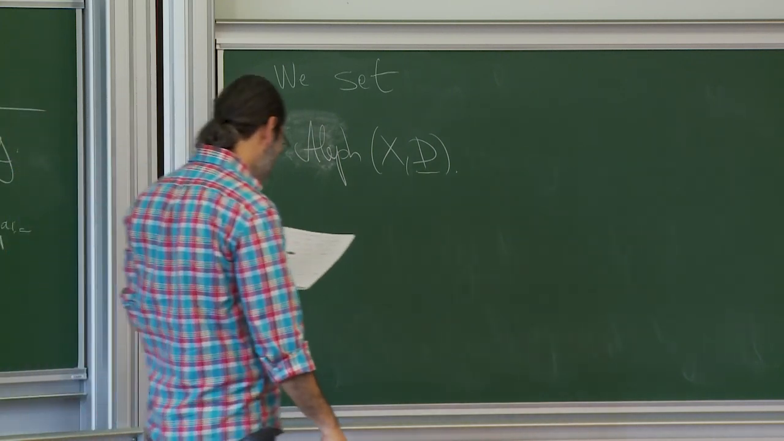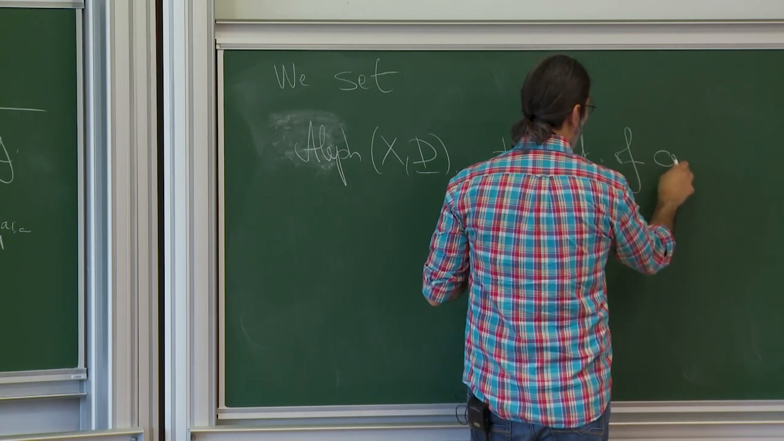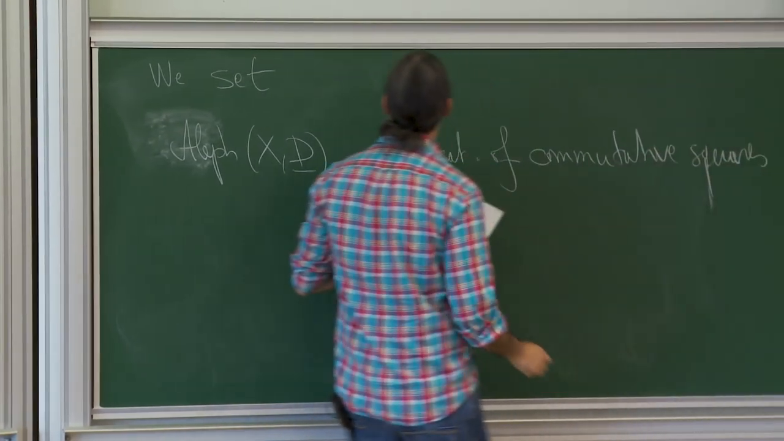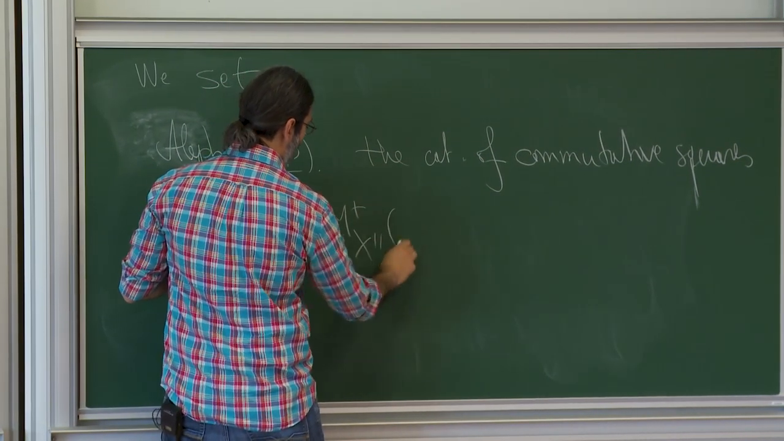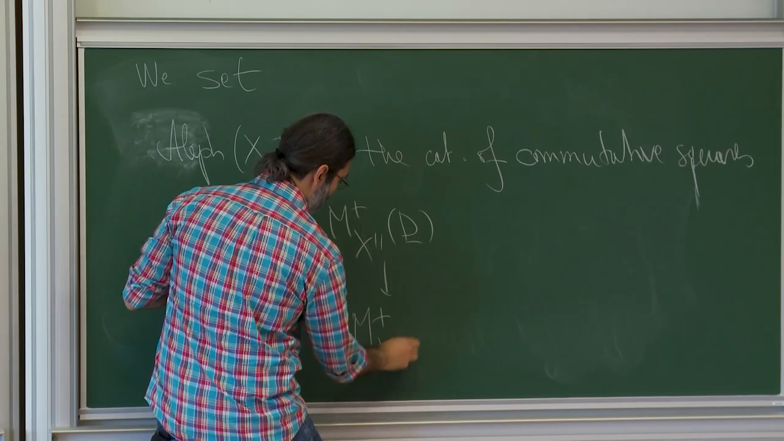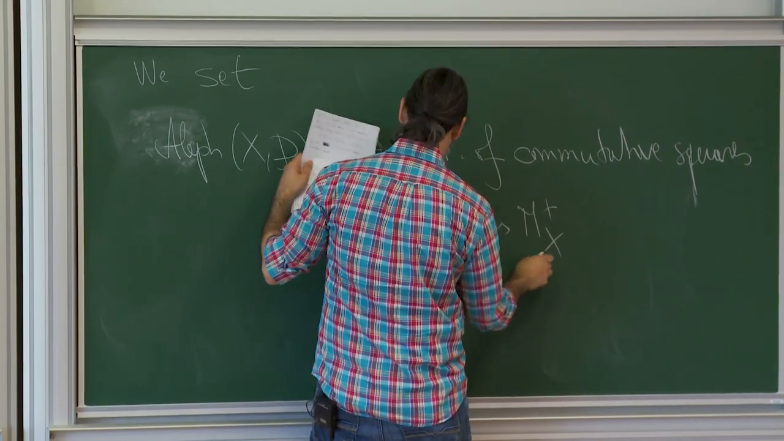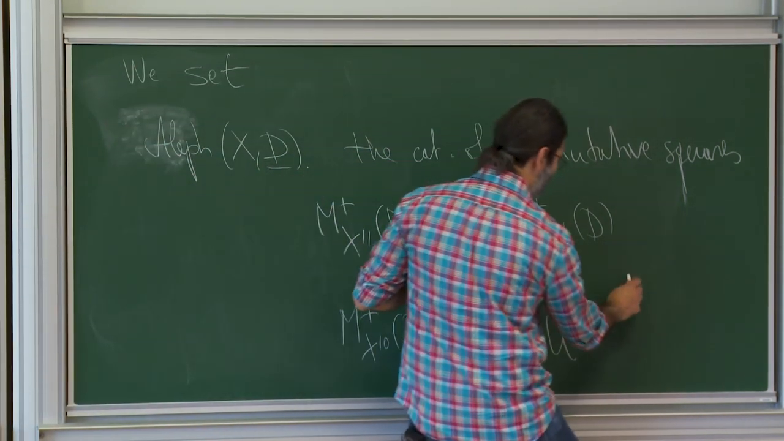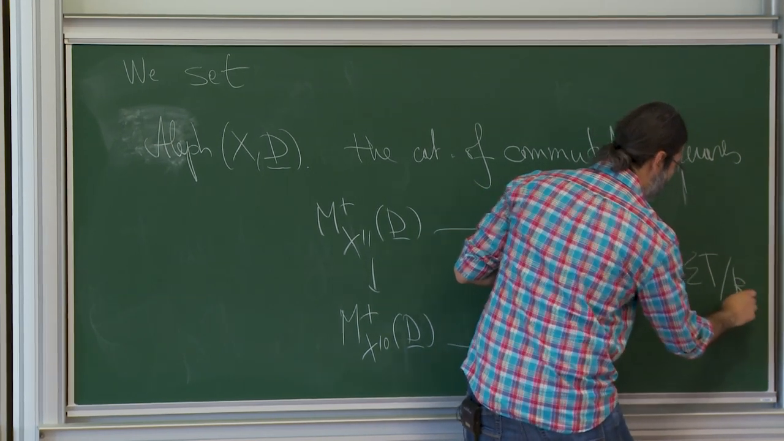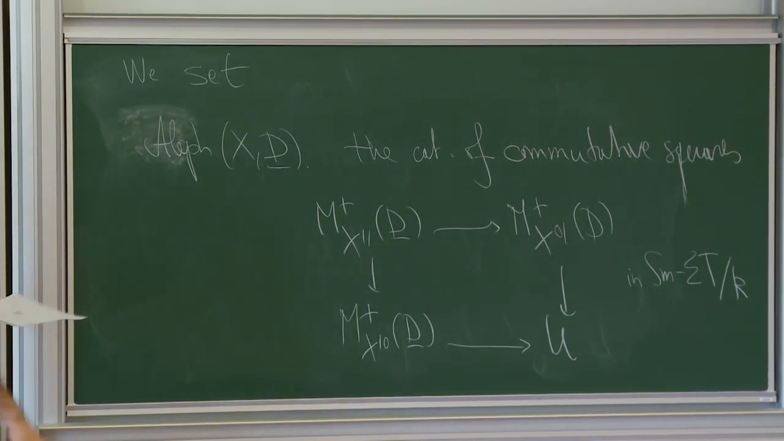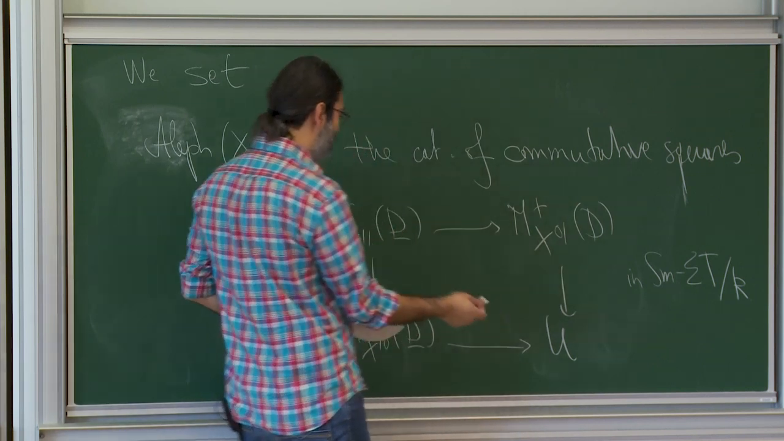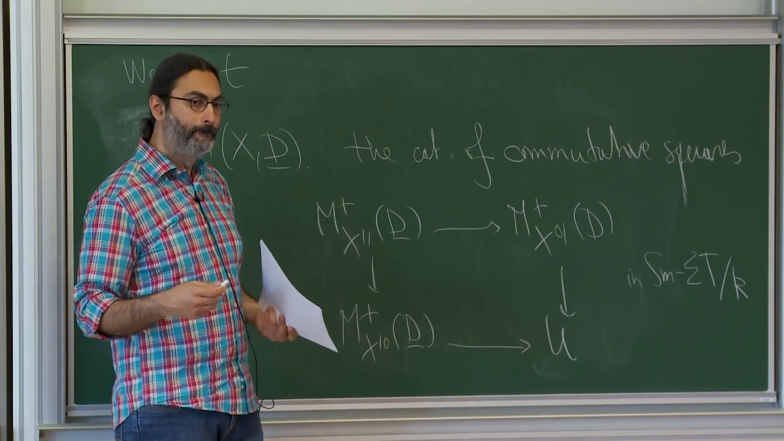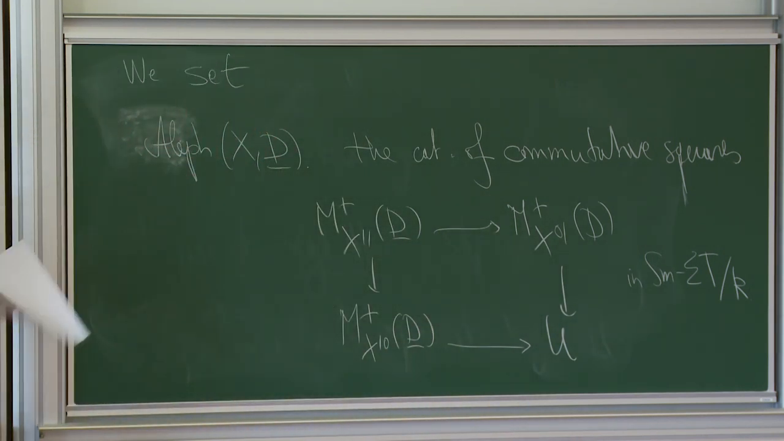So this is the category of commutative squares. So commutative squares in the category of smooth stratified morphisms, but with tangential maps. So U is, you complete the square. So in this diagram, these are fixed. This is what is varying. So when you vary this, you get a category. So all such things form a category which I call Aleph of XD.